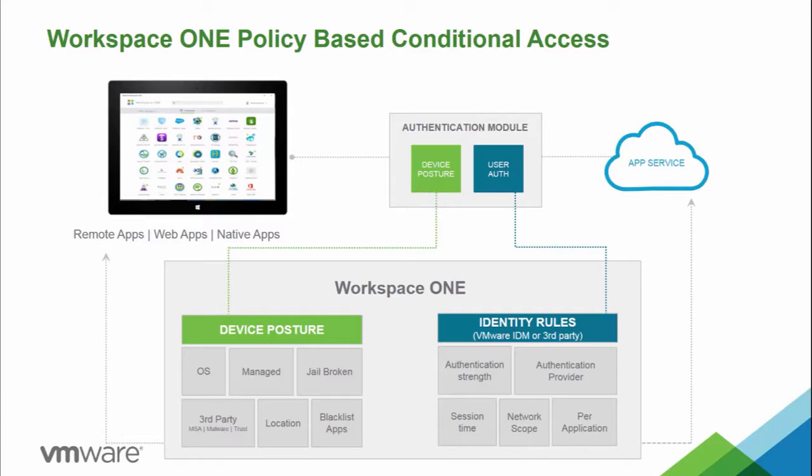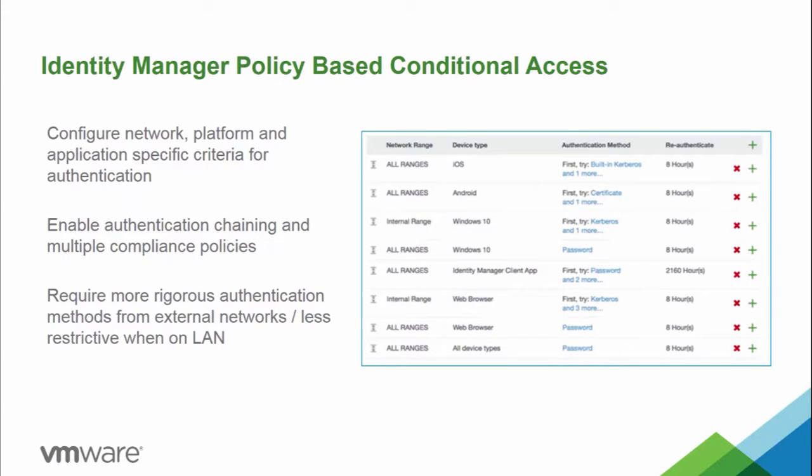We can also restrict which apps they have access to based off of all of the previously mentioned factors. So again, you can be very selective in what they have access to, and from what devices and where from. As a part of the Identity Manager policy-based access capabilities, we can get very granular in how we configure our policies. The policies can be configured by network segment, by device platform, and app-specific criteria for authentication. You can also provide authentication chaining with multiple policies to get the granularity that you may really need.